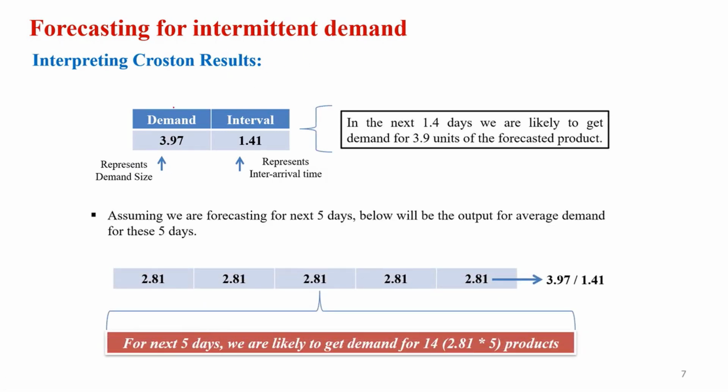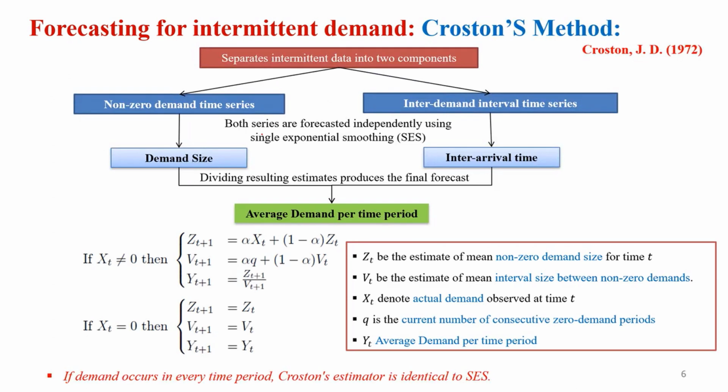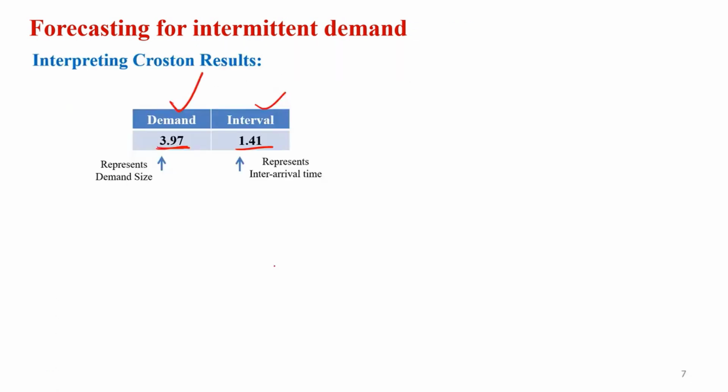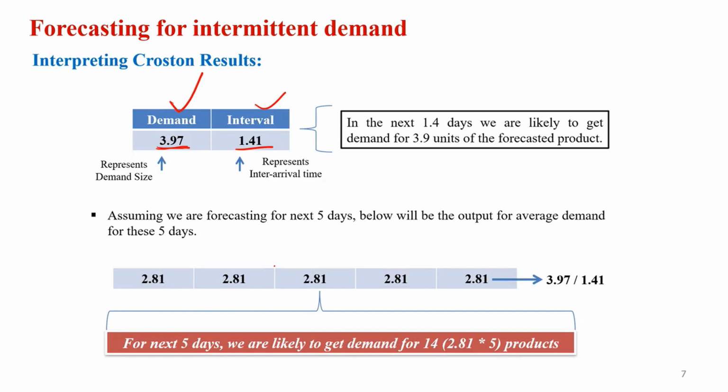Let's say we have predicted the demand size. The demand size is 3.97 and the interarrival time is 1.41. If I divide 3.97 by 1.41, as we have seen in our formula, this is the demand size and this is the interval time. So we are getting 2.81, because the forecast horizon was 5 days. So for the next 5 days the demand of the product is equal to 2.81, 2.81, and so on.